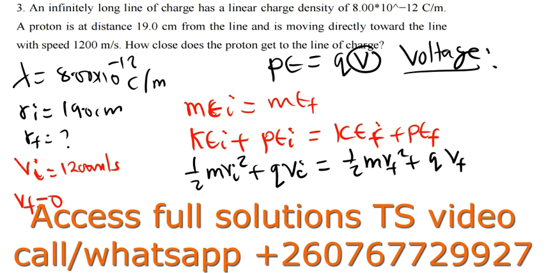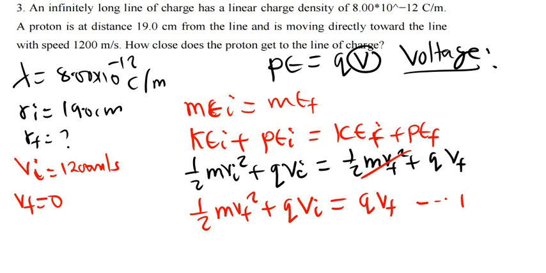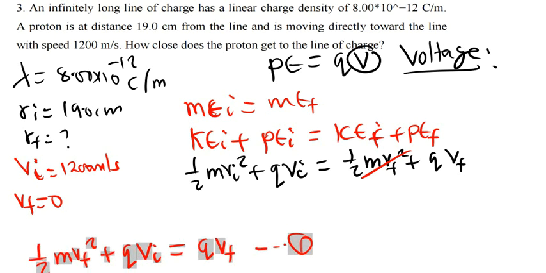So one thing we have to remember here: as the proton gets closer to the line of charge, the final velocity is 0, so we don't expect to have that term. We have half m v initial squared plus q V initial, which is the voltage, then again q V final. So I'm going to leave this formula here. I will leave it there. Now I'm going to get it here and put it down here.